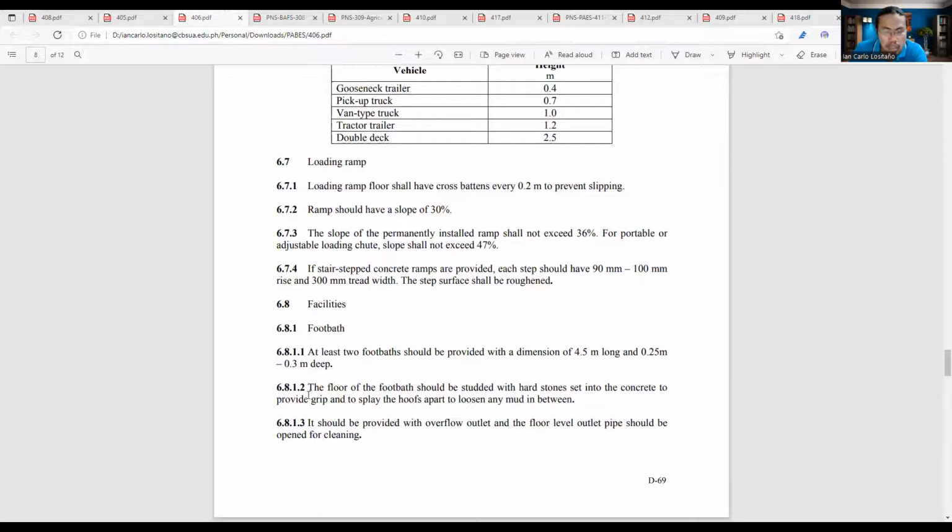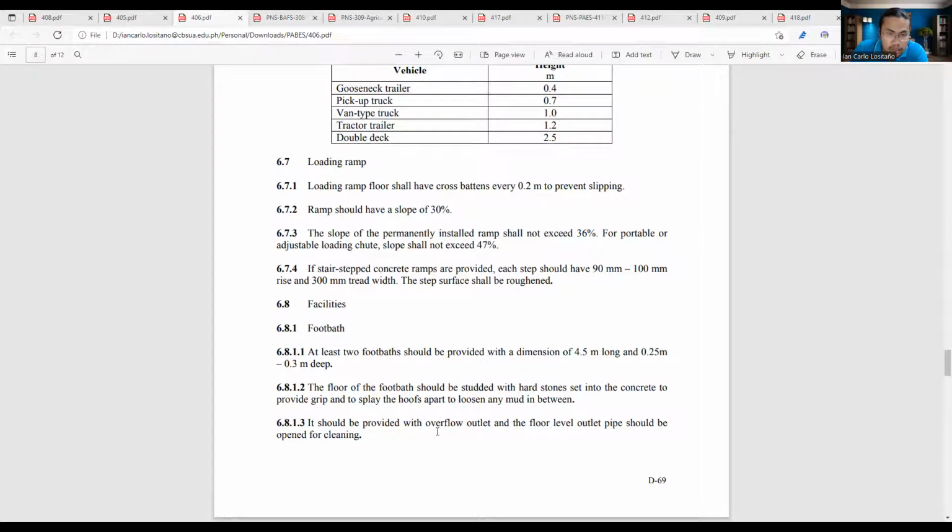Facilities, if a foot bath is required for biosecurity, this is 4.5 meters by 0.25 to 0.3 meters deep. Well, a handler or an operator working inside this location should be wearing boots, okay, to use for the foot baths. The floor of the foot bath should be studded. Okay, this is recommendatory, with hard stones set into the concrete to provide grip and to splay the hoofs apart to loosen any mud in between. Okay, this is for the safety of the animals as well.